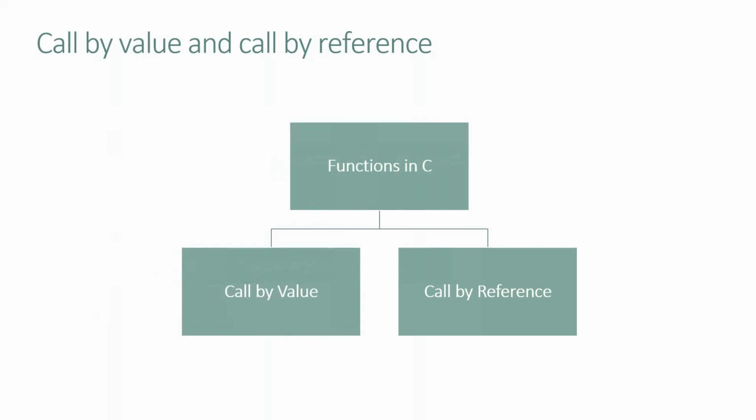This is like giving a friend a photocopy of your favorite recipe. They can use it, scribble notes on it, whatever, but your original recipe stays safe and unchanged. The function gets a copy of your data, so whatever it does, your original data is safe and unaffected.